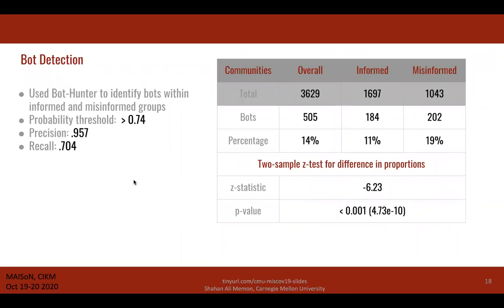To understand the role of bots within the two competing groups, we used Bot Hunter to identify bots within the misinformed and informed groups. We observed that from a total of 3,629 users, 14% of the users are identified as bots. The percentage of bots within identified misinformed users, however, is much higher than within identified informed users. This indicates that around 1/5 of the misinformation related posts in our dataset are potentially a result of disinformation campaigns related to COVID-19.